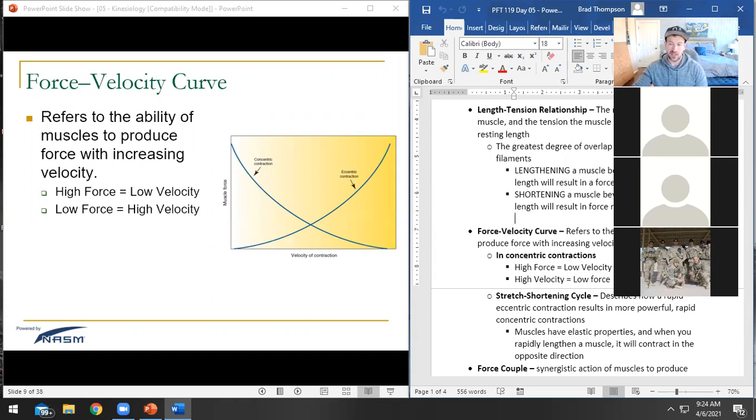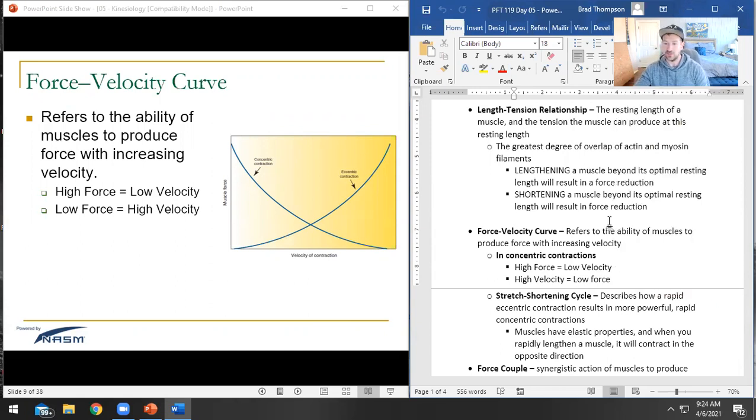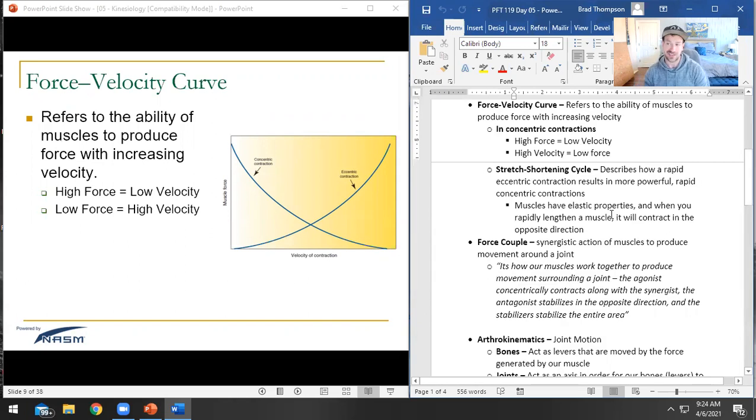All right. So let's take a look at the force velocity curve. This is our next concept. Also really important, but this one's a little bit more based. This definitely becomes more of an athlete conversation naturally, because it is all about producing velocity. So we're talking about speed here. You can think of it as a force velocity relationship, a relationship between force and velocity. It refers to your muscle's ability to produce force with increasing velocity.